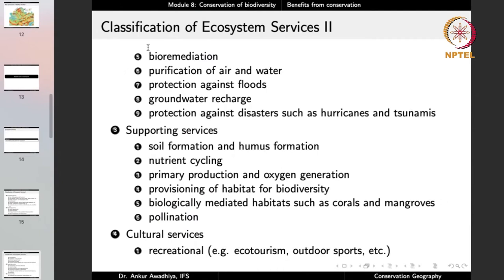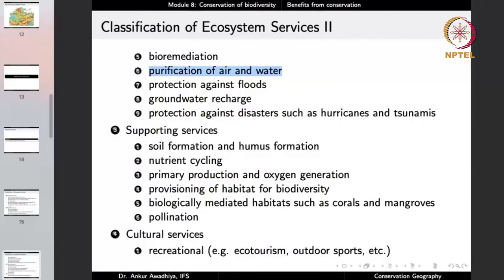So we have bioremediation. Then the plants also purify air and water. Especially when you talk about the plants in those areas where we have lots of dust storms. So the leaves of the plants, they act as barriers, they reduce the wind speed, and they make dust fall. And so they reduce the amount of dust that is there in the vicinity. This is another regulating service. They provide protection against floods.